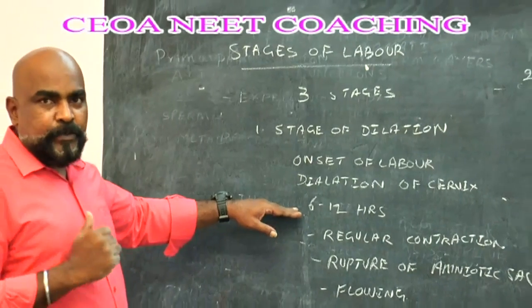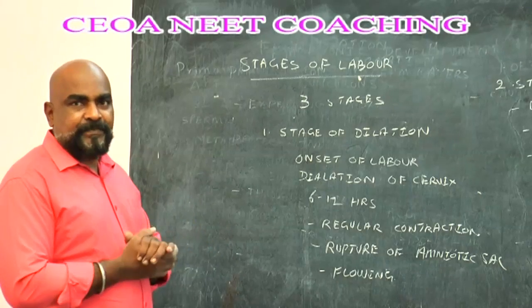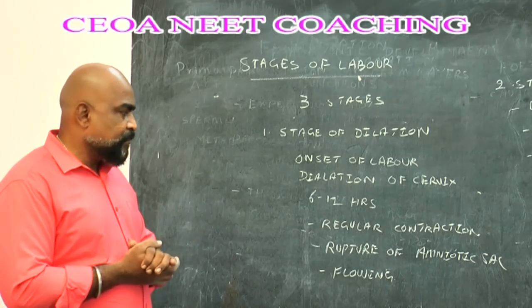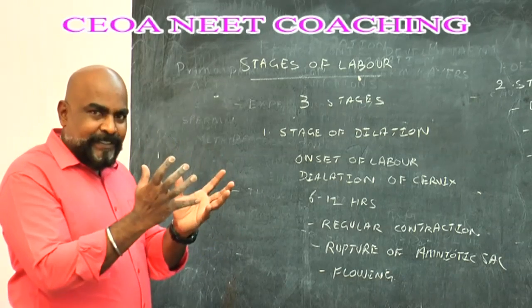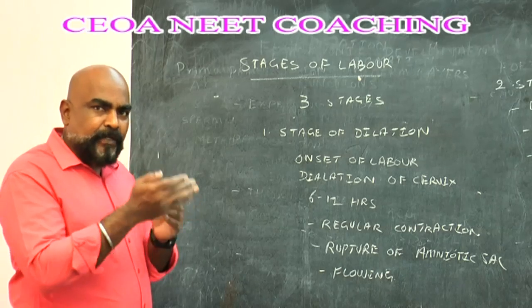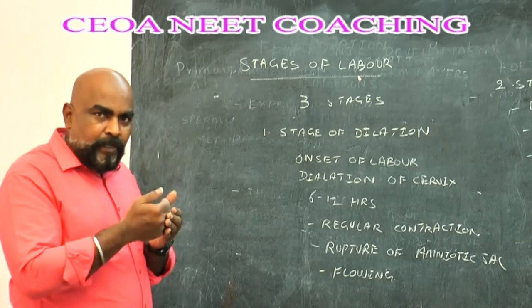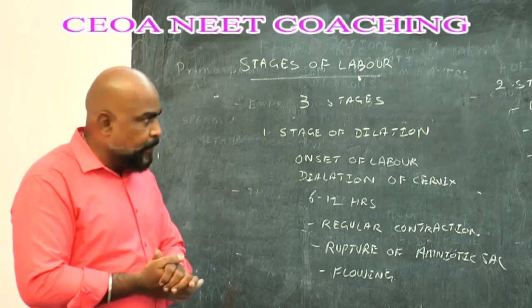It varies with individuals. And there is regular contraction of the uterus. The uterus will regularly contract. And now, because of the contraction, the amniotic sac ruptures. Because of that, the amniotic fluid will start flowing through the vagina. This is an indication that delivery is going to happen.